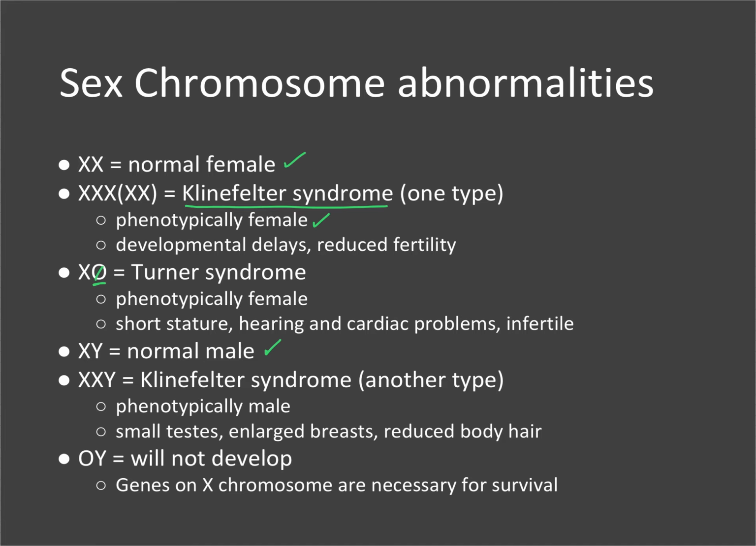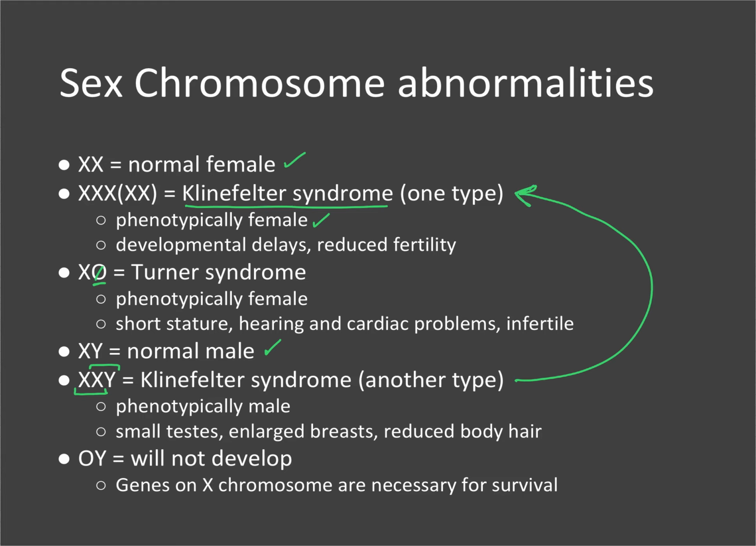But it's possible for an individual to inherit 2 X chromosomes and a Y chromosome. And it's interesting because if you look at this, you could say, well, this individual is a female, but you could also say that this individual is a male. And so this is kind of an interesting conundrum. And this is also called Klinefelter syndrome. So it's another type of Klinefelter syndrome, which is what we also talked about up here.